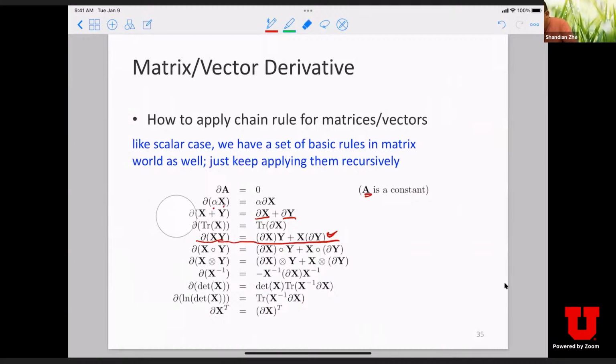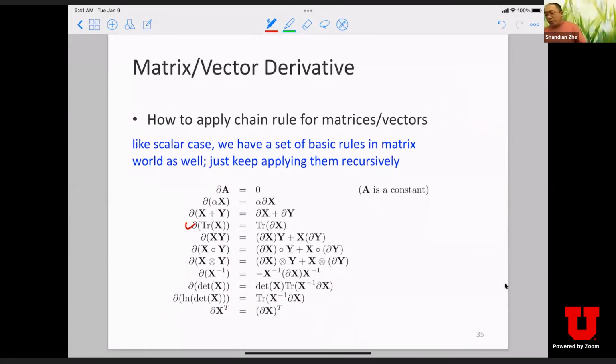Then the remaining things are quite different. If you take a look, what is the derivative of the trace of x? How many of you have heard of the trace operation? Okay, so what's the definition of trace? Yes, trace is the summation of the diagonal. So the trace must be applied to a square matrix.